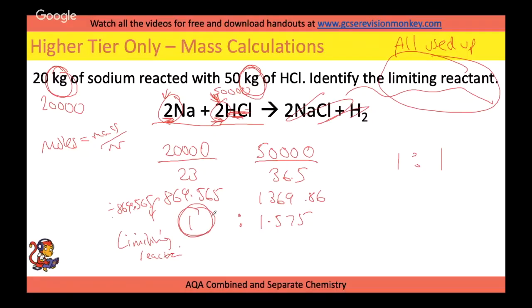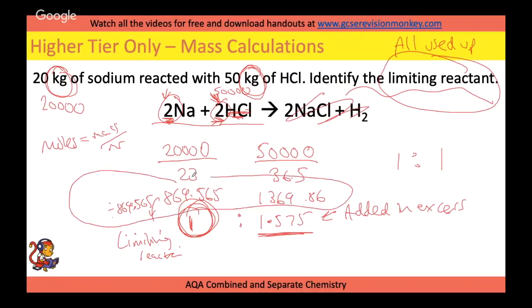Because we've reacted 1 mole, if we had 1 mole, we should have reacted 1 mole over here, but we didn't. We added 1.575 as our ratio. So this one we've added in excess. When you do your conclusion, write about the moles that actually reacted. So write about this bit.